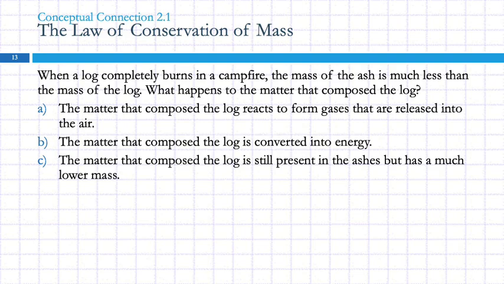Okay, so let's think about this. When a log completely burns in a campfire, the mass of the ash is much less than the mass of the log. What happens to the matter that composed the log? We've got three choices. Anytime you're doing multiple choice, you should read all the choices before you pick one, even if the first one seems right. So A, the matter that composed the log reacts to form gases that are released into the air. B, the matter that composed the log is converted into energy. Or C, the matter that composed the log is still present in the ashes but has a much lower mass. So what do you think?